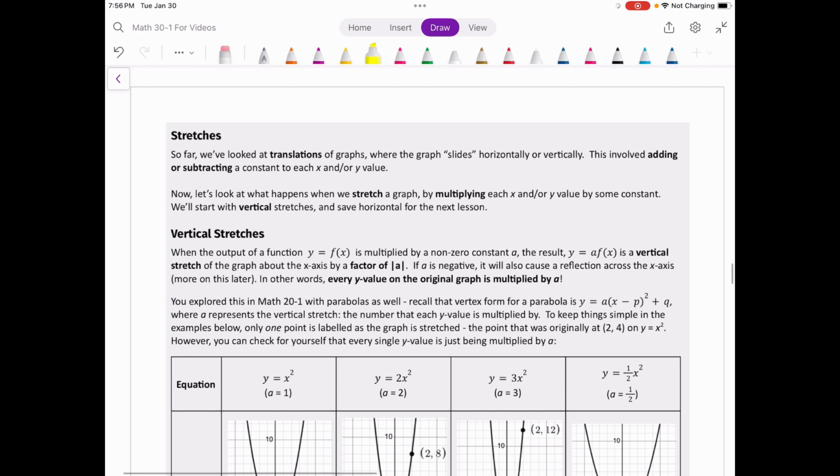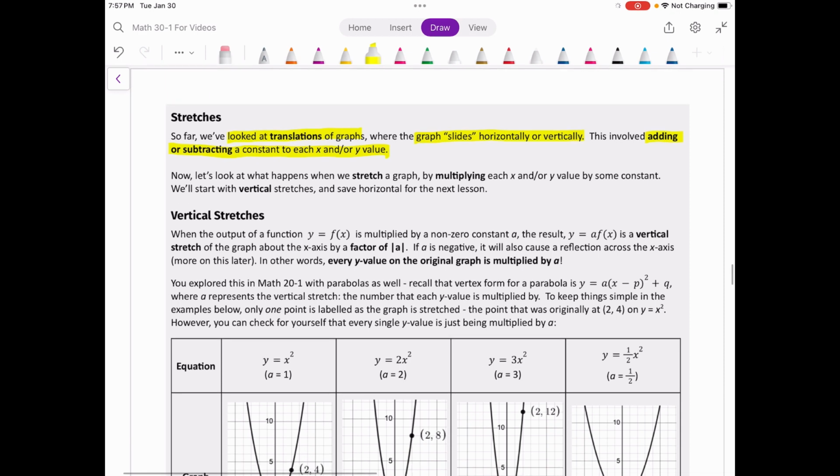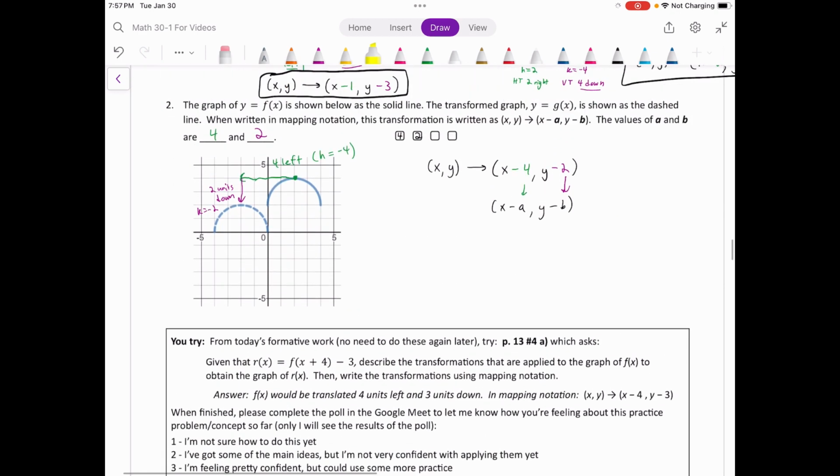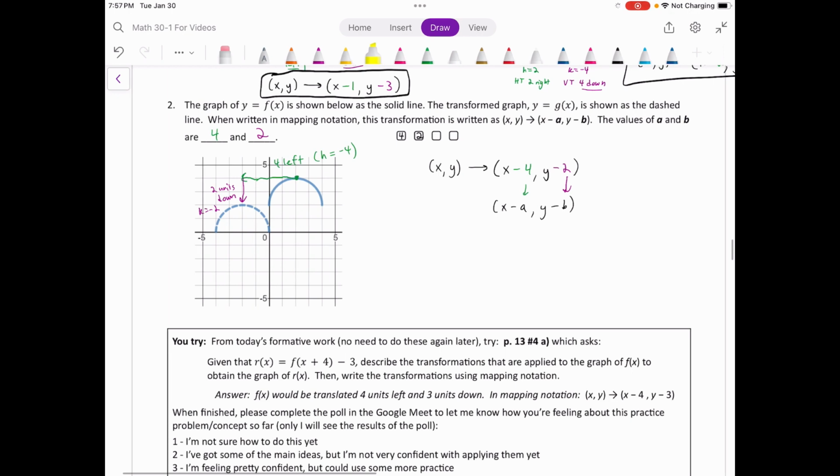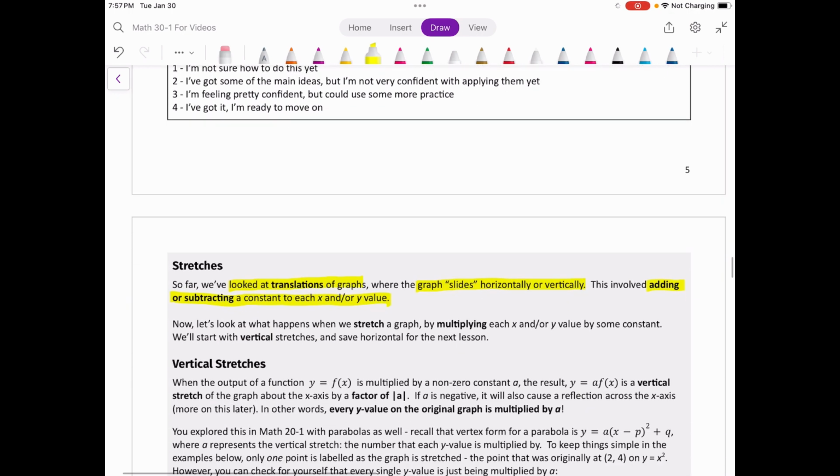So far we've looked at translations of graphs, where the graph essentially slides horizontally or vertically. What did that involve? Notice we were always just adding or subtracting a constant to each x and or y value, right? I mean, really we were just adding them, and sometimes they were negative, so we were adding a negative, okay? And that shifted our x or our y values left or right, because we were just adding stuff to it. But they were still all equally spaced, right? Everything got the same thing added to it or the same thing subtracted from it.